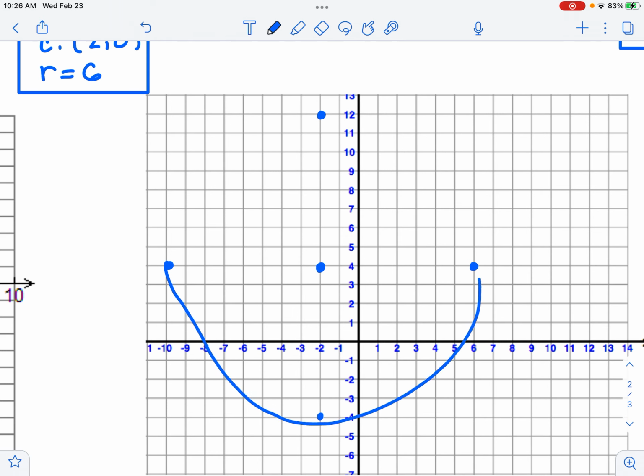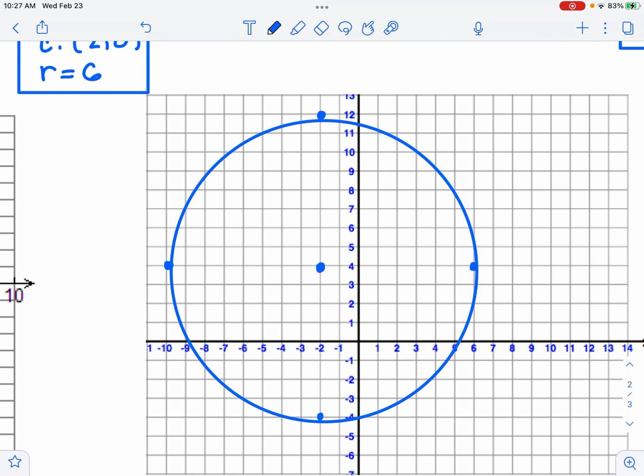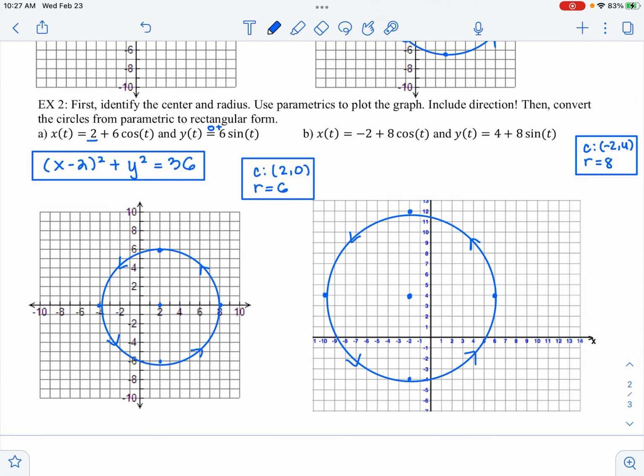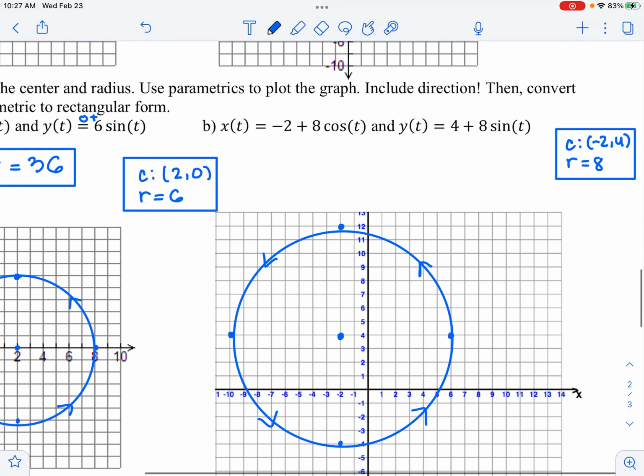This is a really big circle. Try to go fast. There we go, to get it fixed. And then counterclockwise because it's cosine sine. Last, I want to write it in rectangular form, so I'm going to use this to write it in rectangular form.